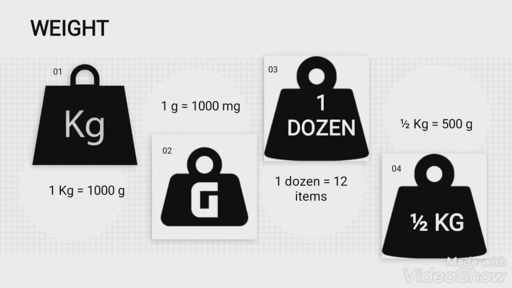Fourth, half kg. In 1 kg, as we know, as you have seen, in 1 kg there are 1000 grams. So if you will do half kg, then you have to do half of this 1000 also. So half kg is equals to 500 grams.